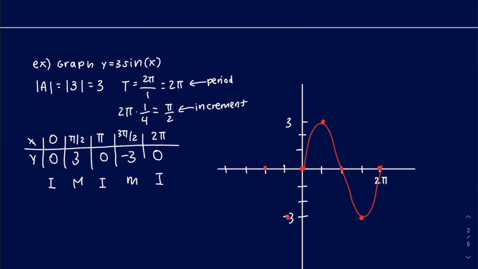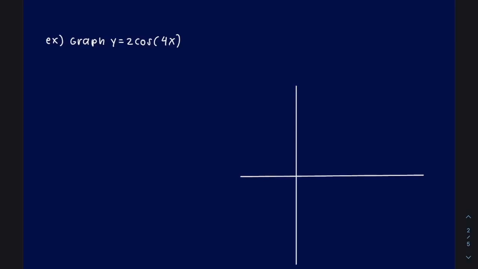So I'm just going to continue the pattern. It's pretty easy to visualize from here on out. So this is 2 periods of the graph. So again, this is one period, and then this is another period. Let's move on to another example.